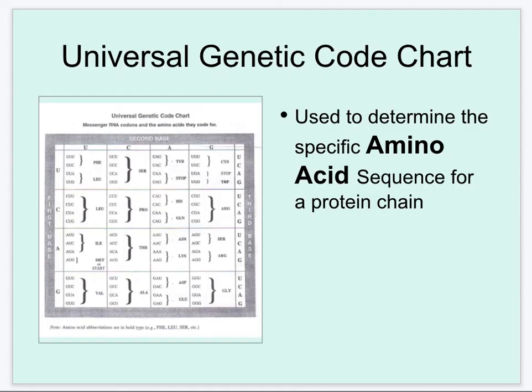We have a universal code chart, and this is used to determine the specific amino acid sequence for a protein chain. So it's probably really hard to read on here. You can Google Universal Genetic Code Chart and it'll give you the same thing. So you use the bases, and that tells you which amino acid each group of 3 bases codes for. And these are just the abbreviations for the amino acids.